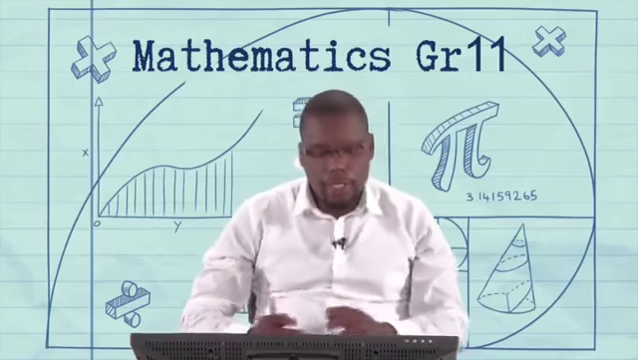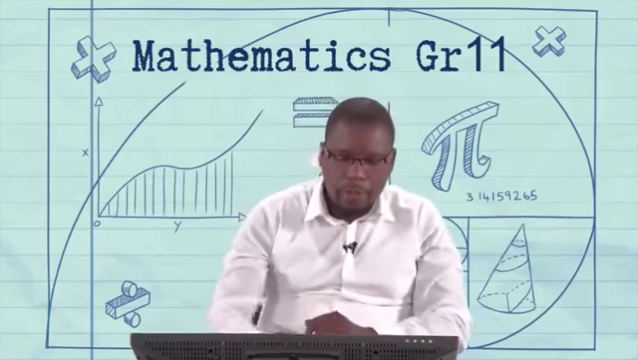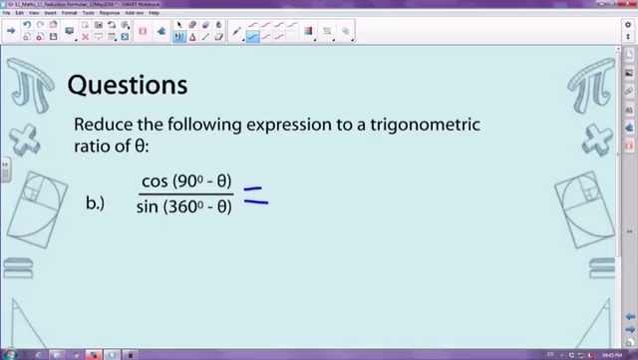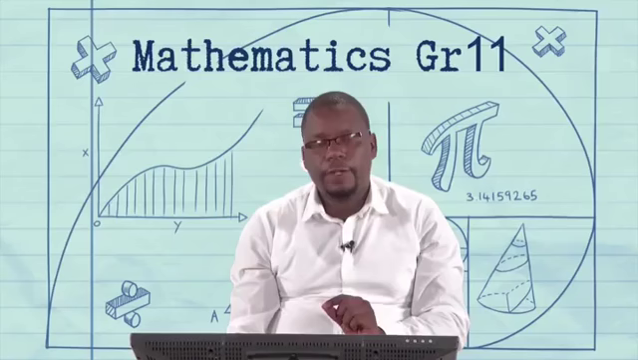All right, guys, let's check if we're on the right track. We said, first of all, we need to establish which quadrant we're working in. The 90 degrees minus, okay? So it means that it's an acute angle. It's in the first quadrant. And we said all the trig ratios are positive in the first quadrant.